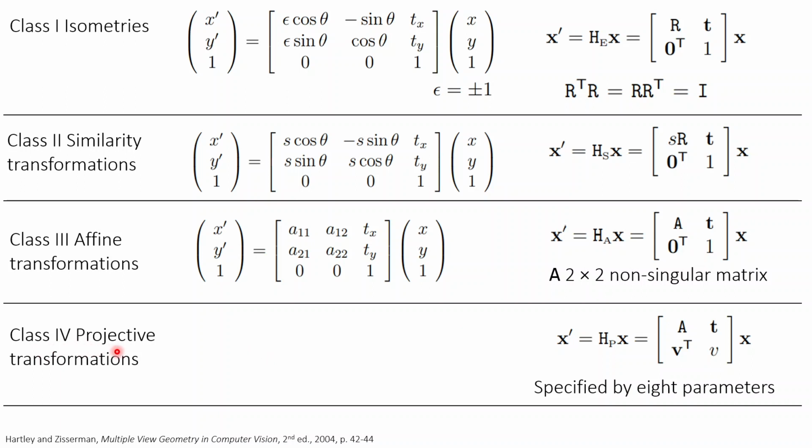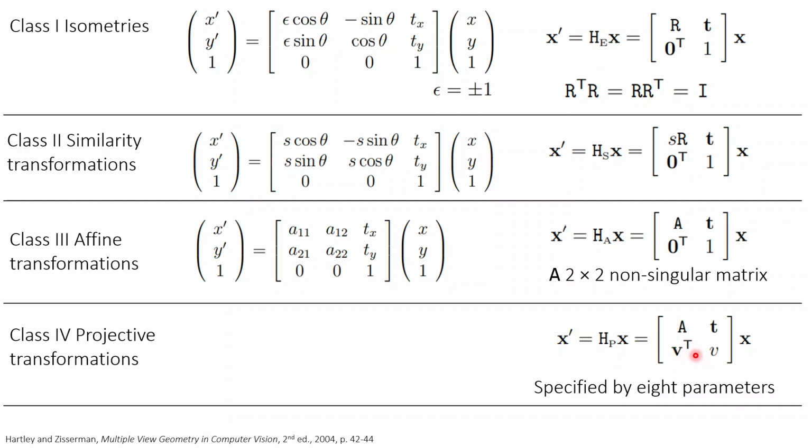Then the final class is projective transformations. There you can see it is specified by 8 parameters because it is up to a scale. So here, the entries in the bottom row are no longer zeros. They have a non-zero vector here.